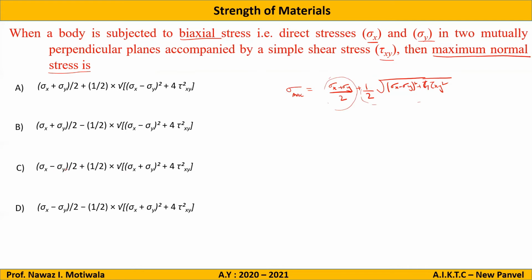Referring to the options, the first option is correct: (sigma x plus sigma y) by 2 plus half square root of (sigma x minus sigma y) square plus 4 tau xy square. So this is option A. So we have now studied two formulas, tau max and sigma max, along with the MCQs.